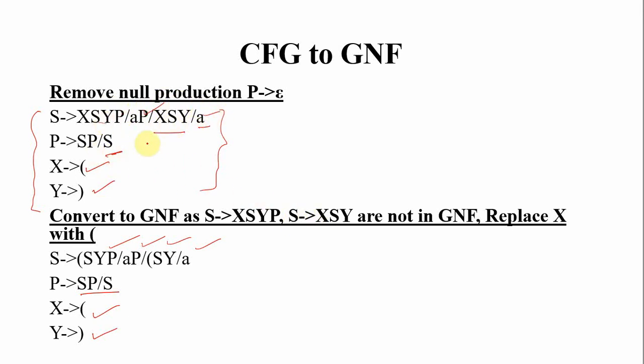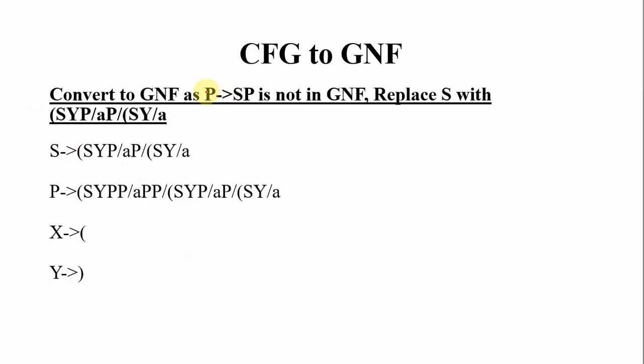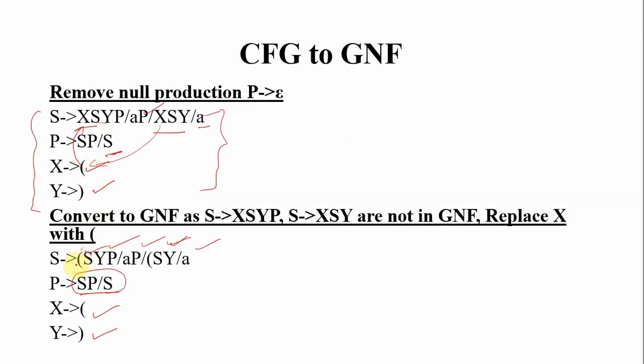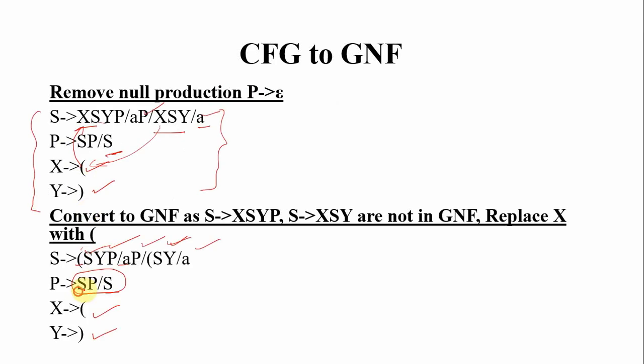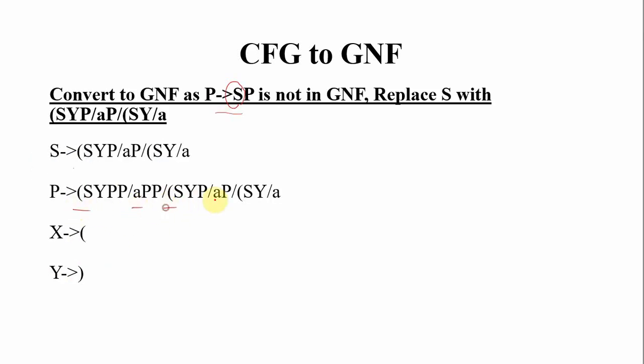So what are we going to do? Instead of this x, we are going to substitute this open parenthesis. For this x also, we are going to substitute this open parenthesis. If we do so, these two will become the productions in GNF, but these two are not. Okay, so for that, what are we going to do? So P gives SP is not in GNF, so the productions of S are going to be substituted. Okay, S has got 4 productions starting with terminal, right? So instead of this S, we are going to substitute the productions like this.